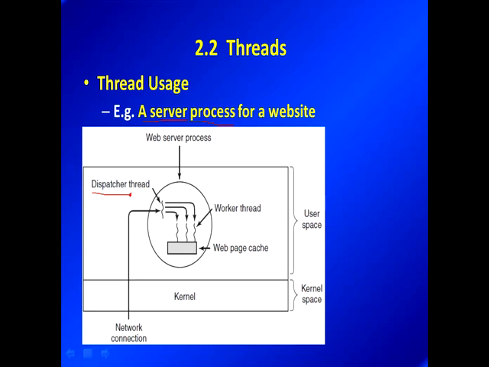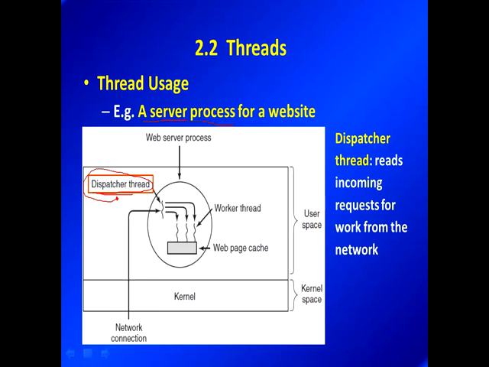In the server process, there are two types of threads. The first one is the dispatcher thread. This thread is used to read incoming requests from the network from all over the world, and decide which worker thread should be responsible for handling this request. There are a lot of worker threads inside this server process.